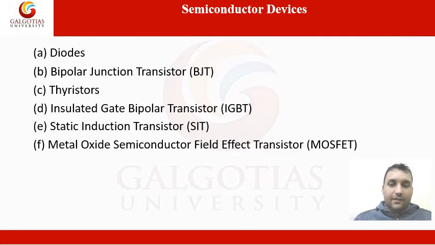The semiconductor devices that are used for signal conditioning are diodes, then bipolar junction transistors, thyristors, insulated gate bipolar transistors, static induction transistors, then metal oxide semiconductor field effect transistors. These are the semiconductor devices which are used for signal conditioning purposes.